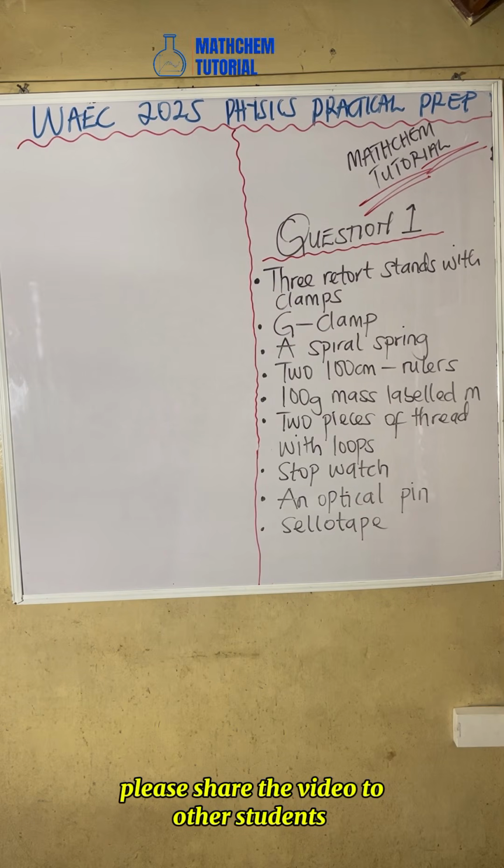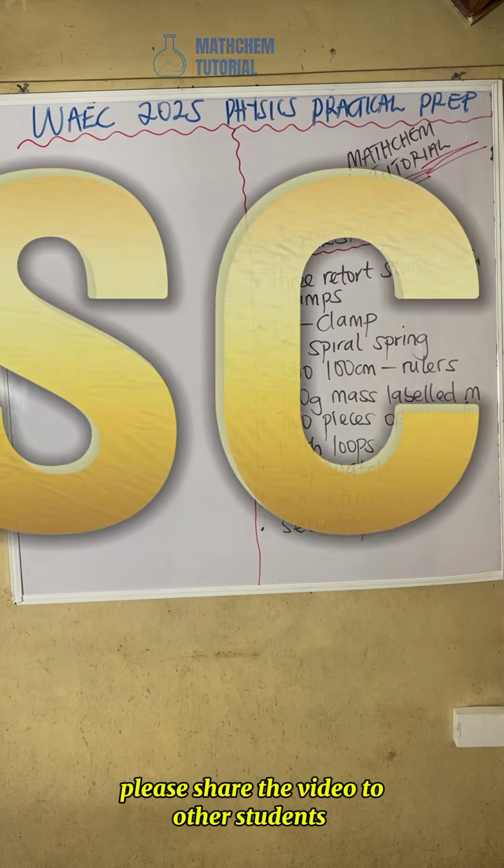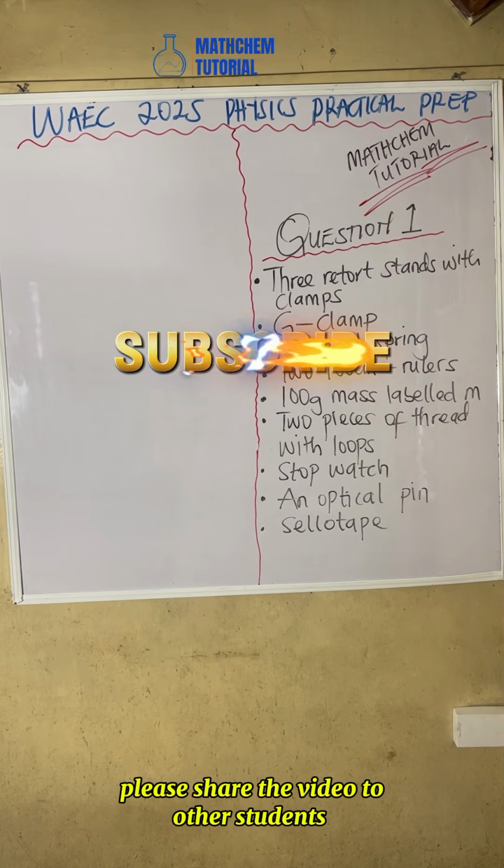Question 1 is mechanics, like I've said earlier, and these are the specimens WAEC instructed the teachers or schools to provide. The first one is a retort stand with clamp, the second one is a G-clamp, the third one is a spiral spring, the fourth one is a 200 centimeter ruler, then the next one is a 100-gram mass with label, 2 pieces of thread with loop, a stopwatch, an optical pin, and cellotape. So these are what you're going to be provided with.